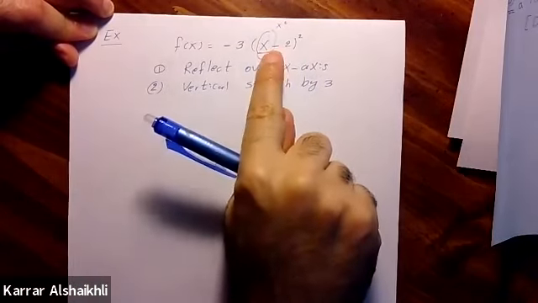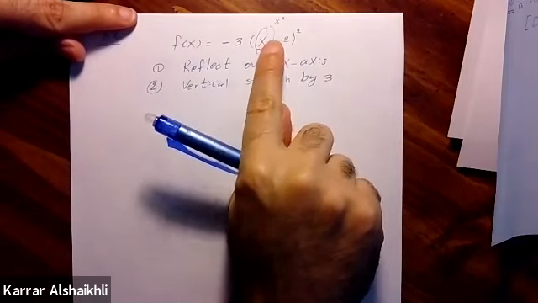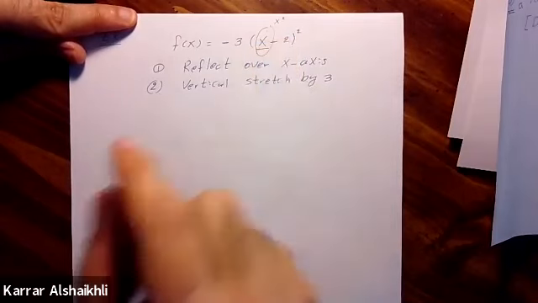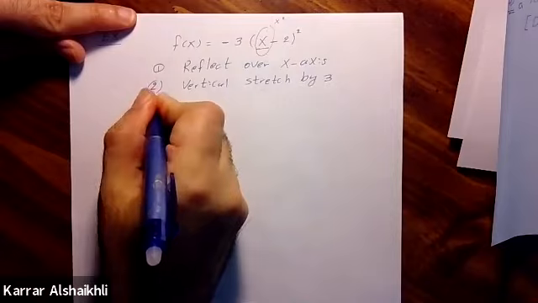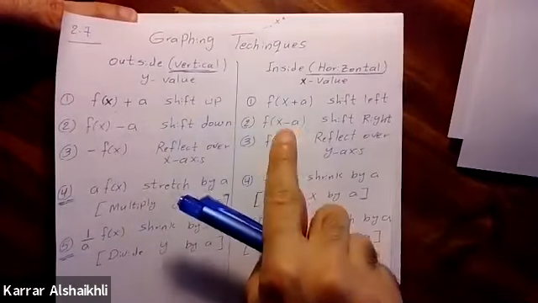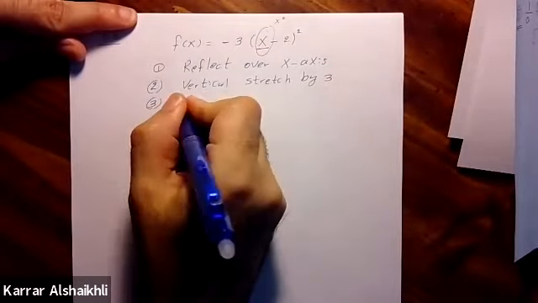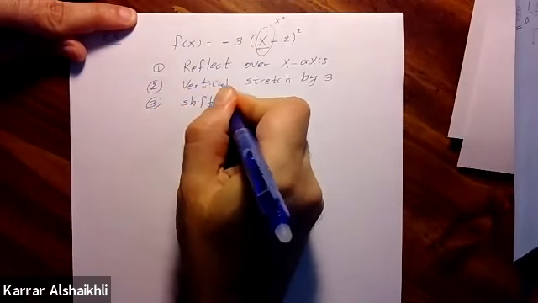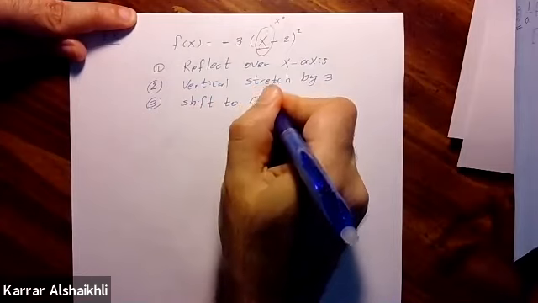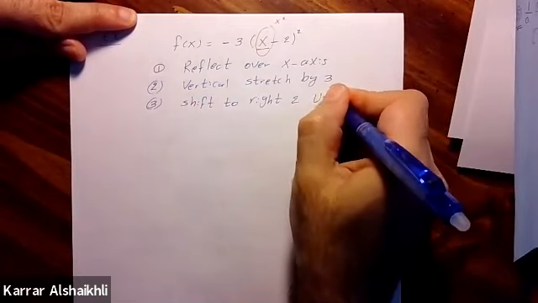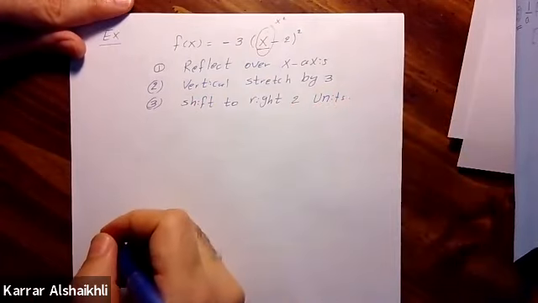Next technique, it's -2, but be careful here. -2 inside with the parent function inside the square. So -2 inside the parent function, so it's going to be shift to the right. When it's minus the number, it's going to be shift right. So it's horizontal, shift to the right. We don't have to add down horizontal. How many units? 2 units. We're done from this example.